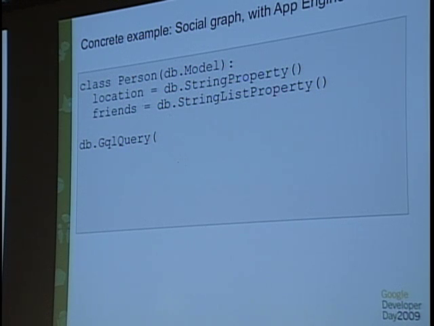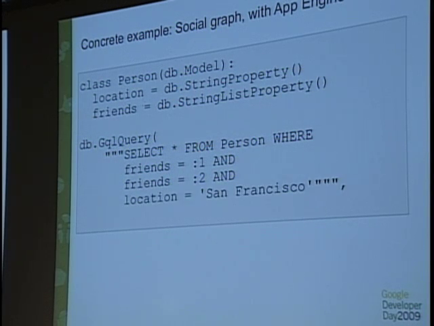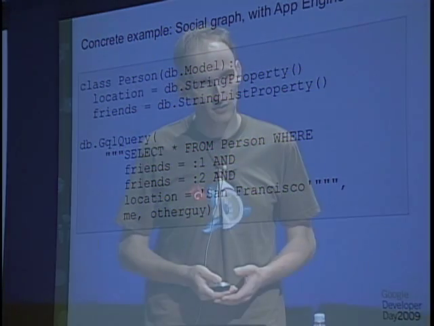Now, if we want to find those friends in common, we can select star from person, where friends equals 1 and friends equals 2, the other person. And location is San Francisco. And we pass in the values of myself and the other person. And that's it. That's much easier than the inner join you saw. Much harder to get wrong. But it's pretty interesting. If you're used to SQL, this may seem strange to you. We have friends equals 1 and friends equals 2, and 1 and 2 are different values.